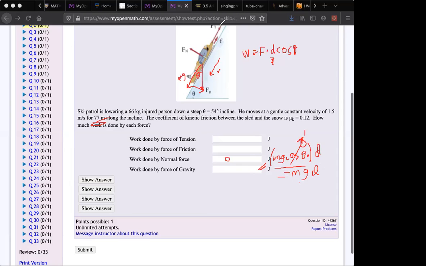The work done by the tension in the rope. Well, how much work is done by the tension in the rope? Well, the sum of the forces tells us that we have one force going down the hill this way and two forces going up the hill this way. So in other words, we have tension plus friction minus mg cosine theta.